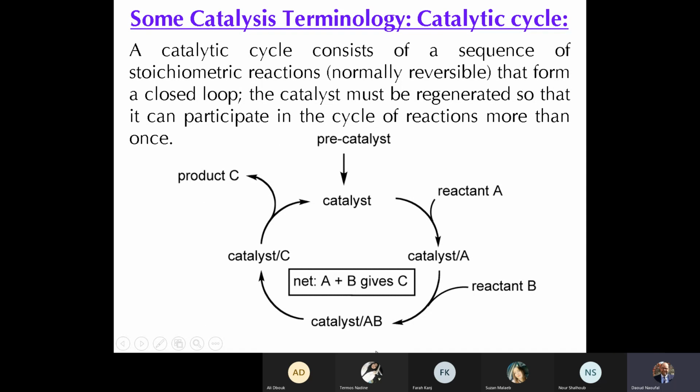So how to draw the cycle? First of all, we should start with the catalyst. In some reactions, we start with a pre-catalyst, which is not the active substance in the catalytic cycle. So we write the pre-catalyst that decomposes to the catalyst. This is the active catalyst. And then the active catalyst will react in order to do the catalytic cycle.